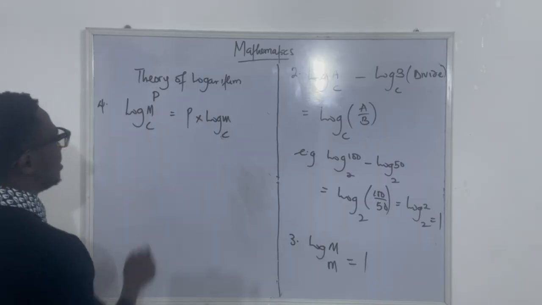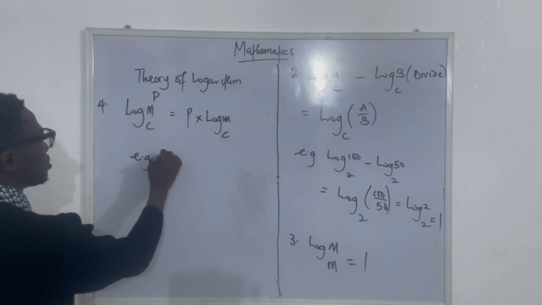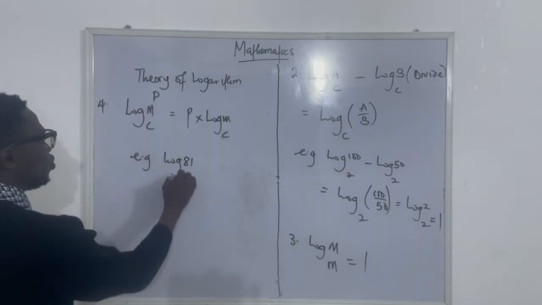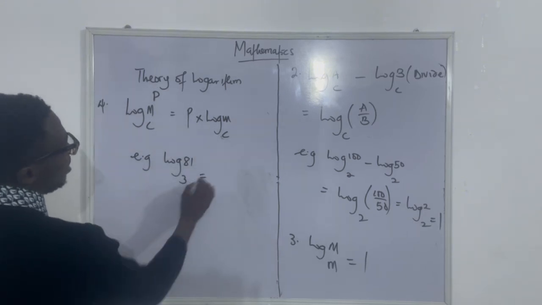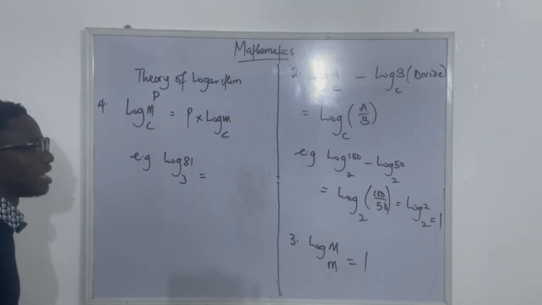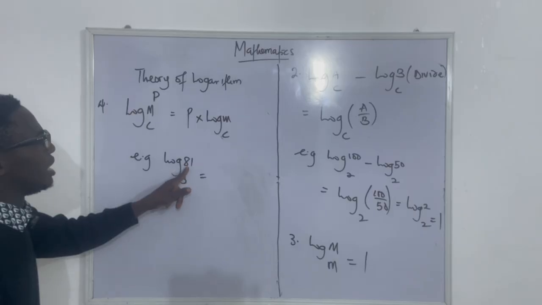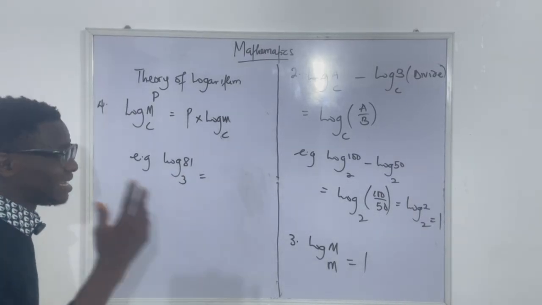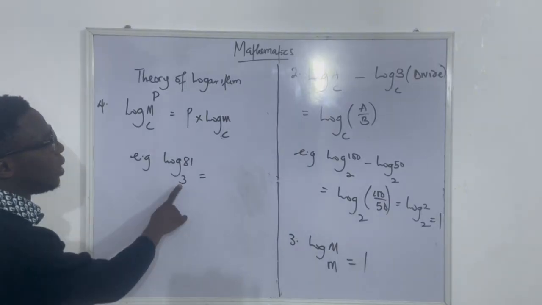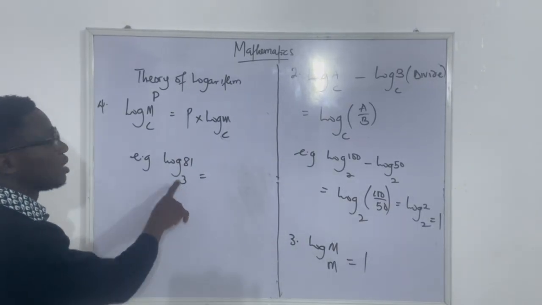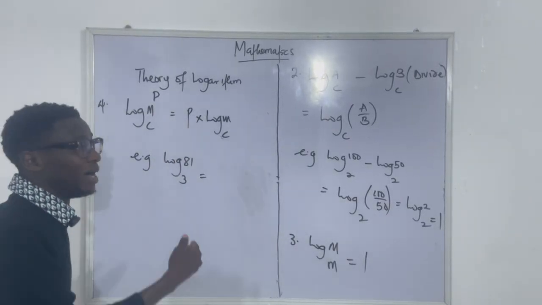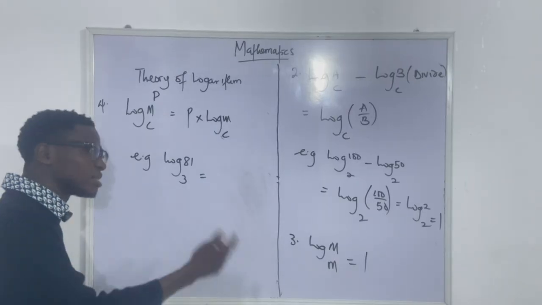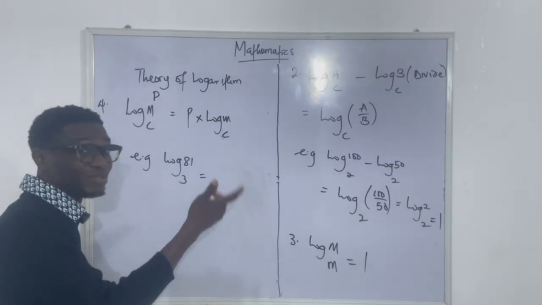Are we together? A typical example is log 81 base 3. The first question you should ask yourself is, can 81 be expressed in base 3? Definitely yes. And that's why you need to be versed in knowing all these powers, like 3 raised to power 1, up to 3 raised to power 6, and that's 729.